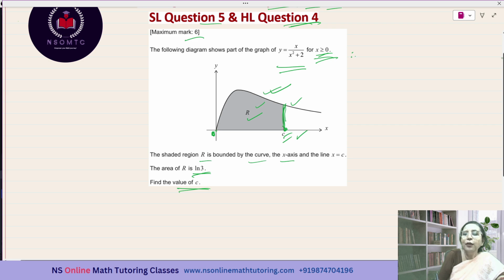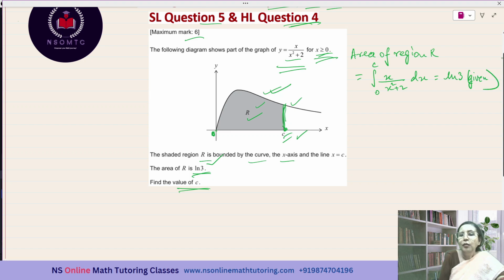Therefore, the area of region R is equal to the integral from 0 to c of y dx. So y is x over x squared plus 2, dx. And this is equal to ln 3, given.